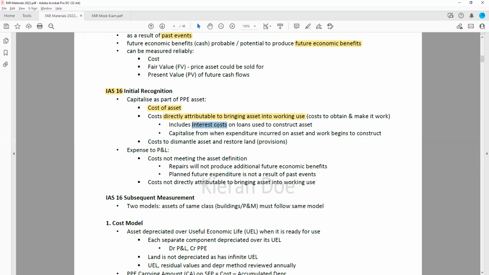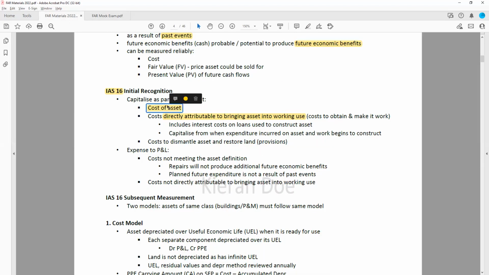So this also includes any interest costs on loans to construct the asset. We'll briefly talk about that later, and we'll see that in other questions in later classes. Costs are capitalized when expenditure is incurred on the asset and work begins to construct it. So we've just related to that interest point. And then you could also capitalize as part of the asset any dismantling costs, but we'll look at that in the provisions class. So it doesn't appear as though we're told about any dismantling costs, so that isn't relevant here.